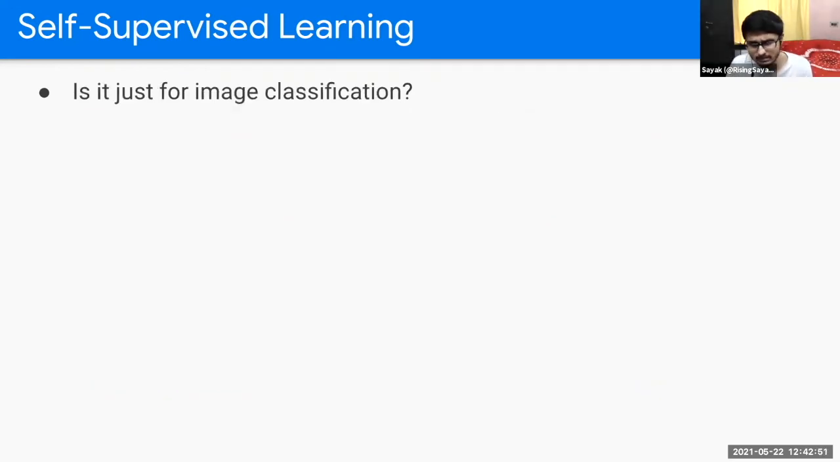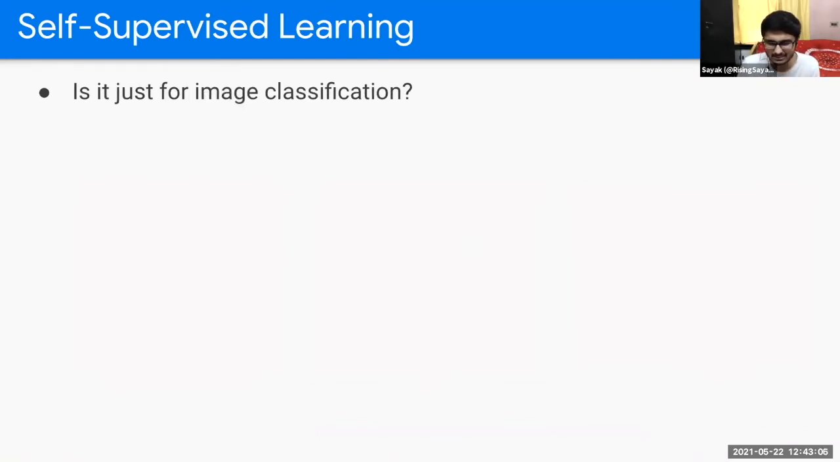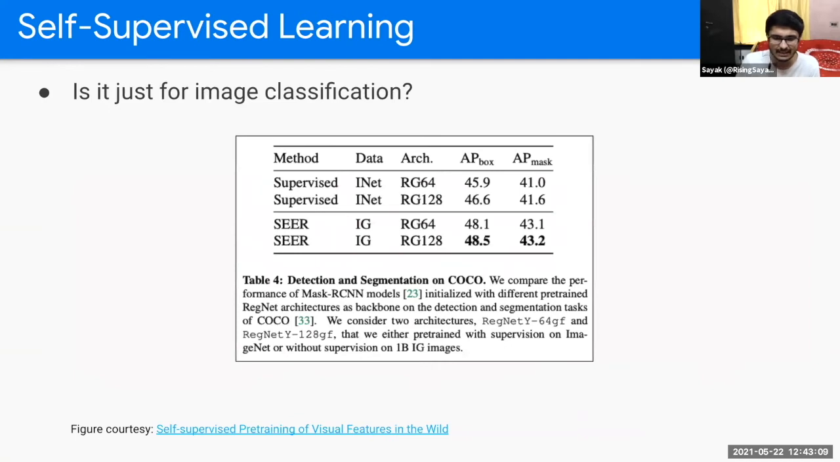So you also might be asking, these results are all for image classification, but computer vision does not only constitute image classification, right? It has got other tasks like semantic segmentation, object detection, and so on. So is it just for image classification? And apparently not. In fact, self-supervised methods are better than their supervised counterparts when it comes to object detection and semantic segmentation. So yeah, feel free to check these things out. And SEER is currently the state of the art in self-supervision, and it's again a model from Facebook AI Research trained on 1 billion images.